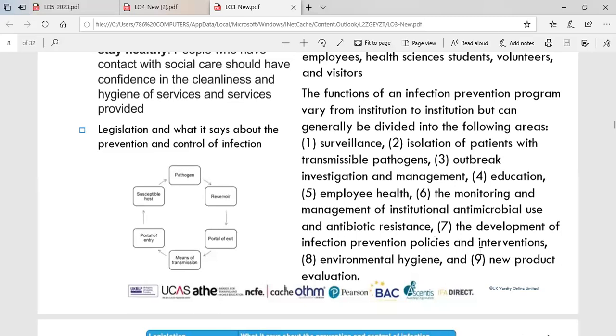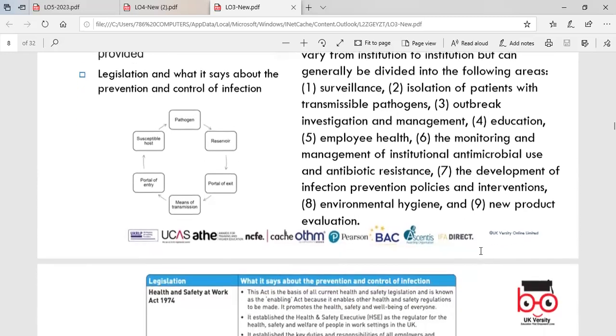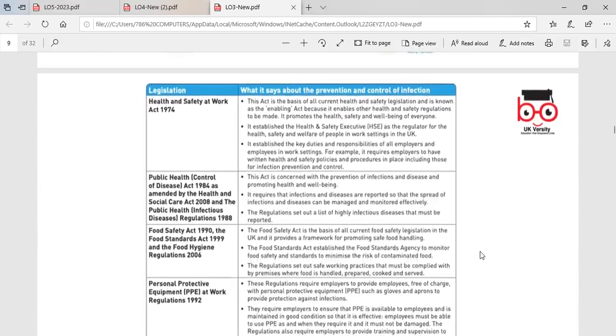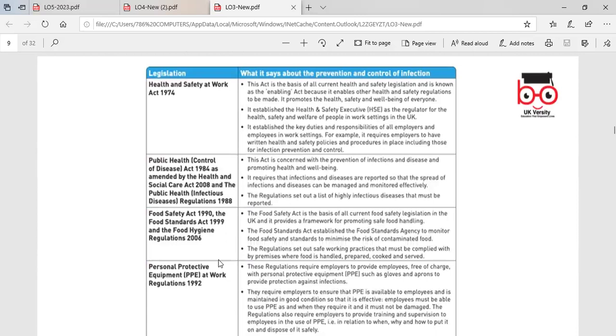The development of infection prevention policies should be there within your program, and environmental hygiene and new product evaluation should be there. There are certain legislations. We'll talk a bit about them, not in too much detail. You can have a look at them later on.